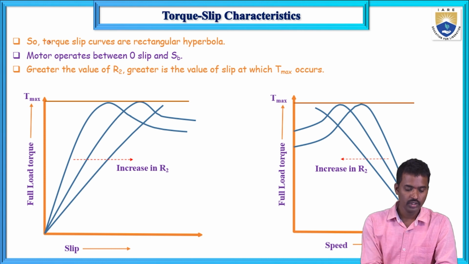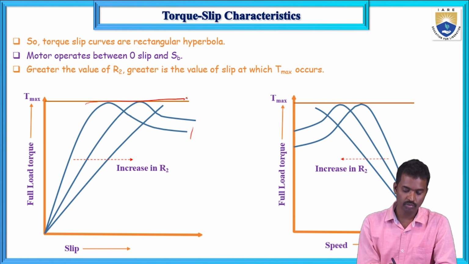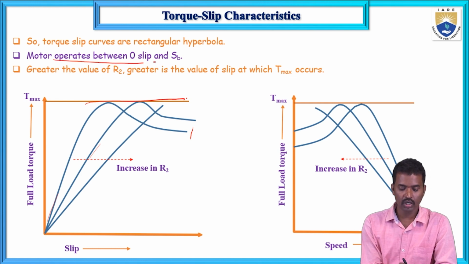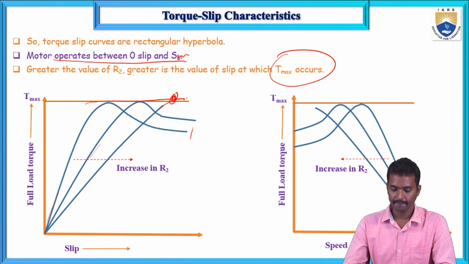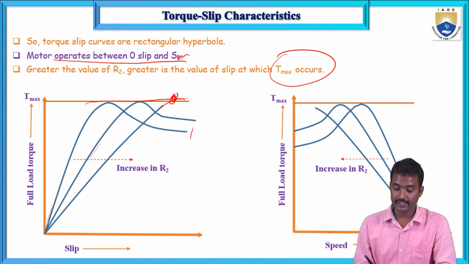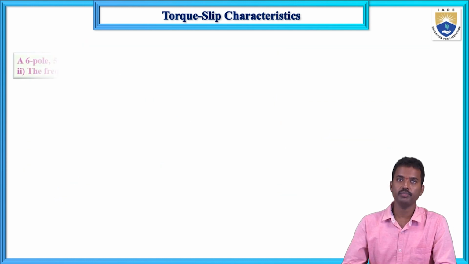Now, torque slip characteristics are a rectangular hyperbola if the rotor resistance is increased. This is the maximum torque. Here the resistance R2 is increased, so the diagram should be like this, and the motor operates between slip and slip at maximum torque. If R is greater, the slip at which maximum torque occurs is greater. This is at maximum torque, and these are the torque speed characteristics. Now let us take one problem.